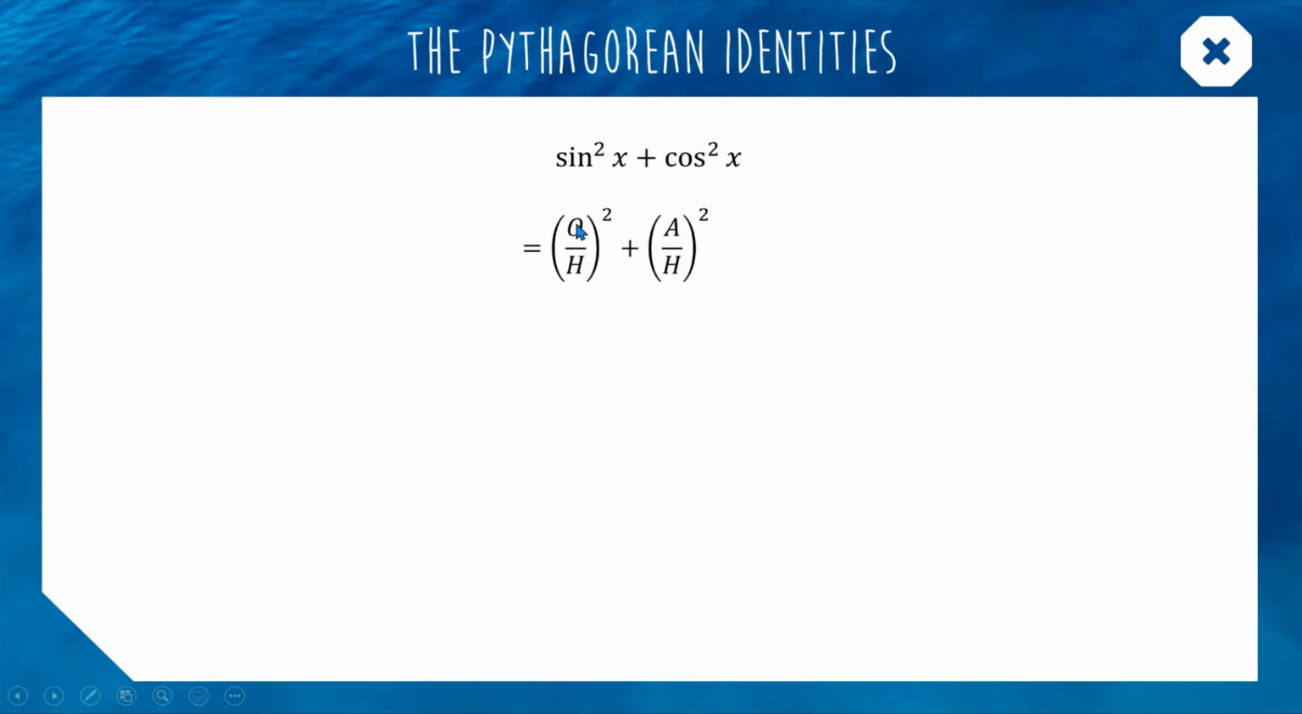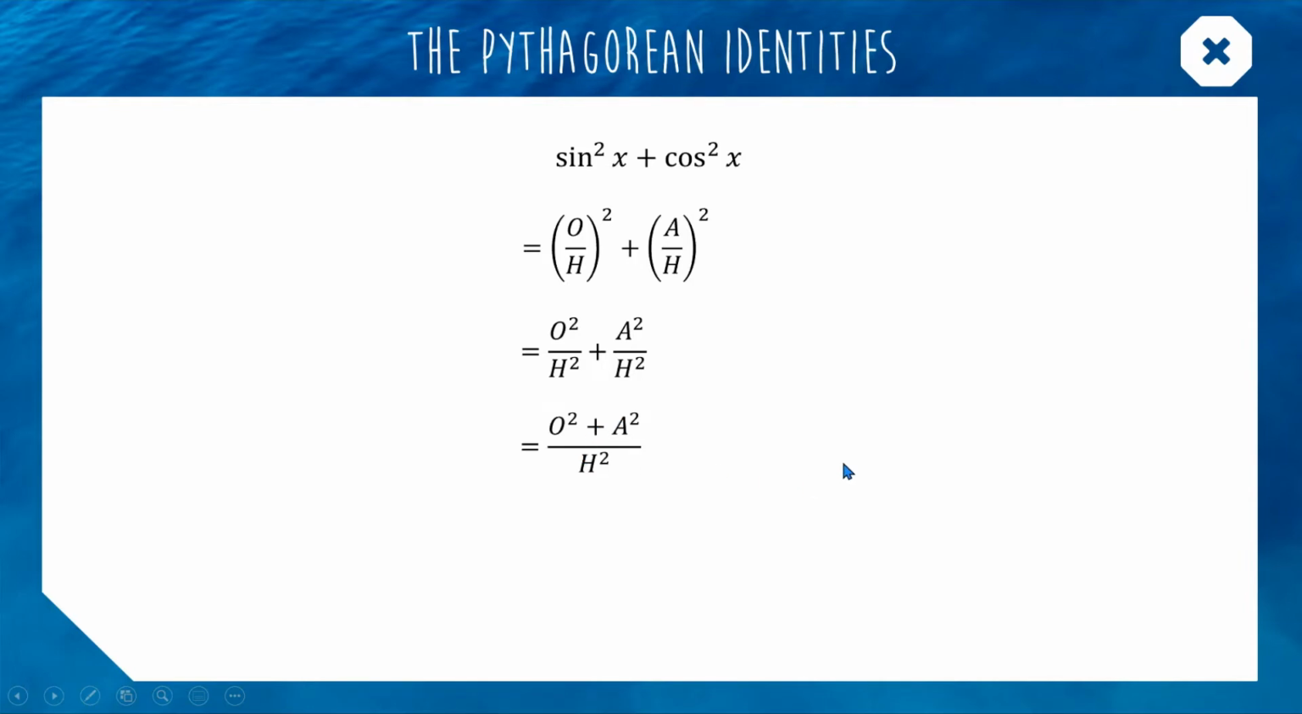Okay, if we square o over h, we get o squared over h squared. Likewise, we get a squared over h squared here. Now, because the bases match up, we can add the numerators. So we get o squared plus a squared over h squared.